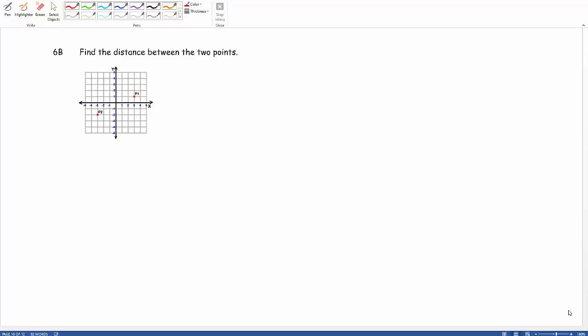Here we are at chapter 1, target 6b. We're asked to find the distance between these 2 points. Now, in just looking at this, we first have to identify what our points in fact are.